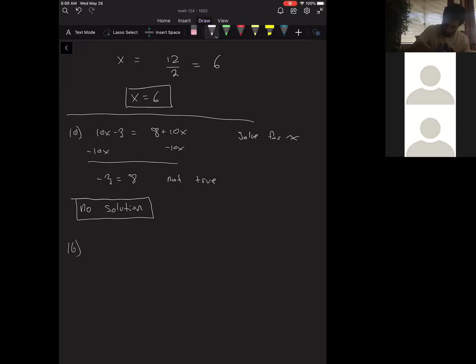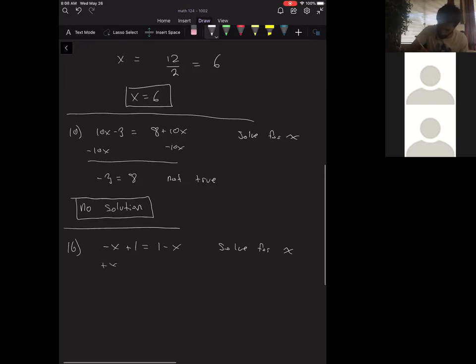Let's do one that's kind of like the opposite of number 10. So, which is number 16, which says we have minus x plus 1 is equal to 1 minus x, and we want to solve for x. So in this one, same thing, let's just move all the x's to one side. What we could do first, let's just take this minus x on the left and add it over to the right-hand side.